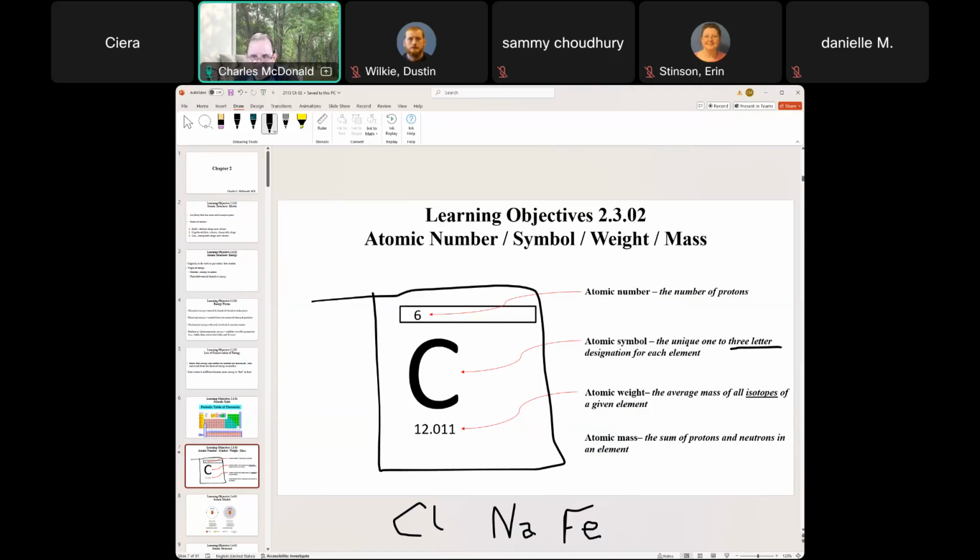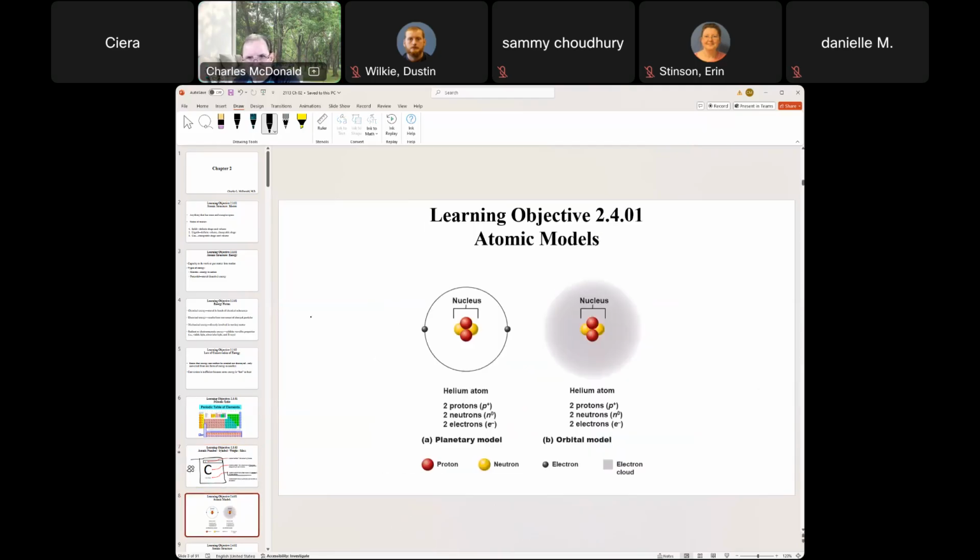Okay, the atomic weight. If you have carbon, you have 6 of these protons. Oh, let's just go to the next one. It'll be easier to show you. So here's how we see our atomic models. This is the one that's really closer to the truth, but we don't need that.